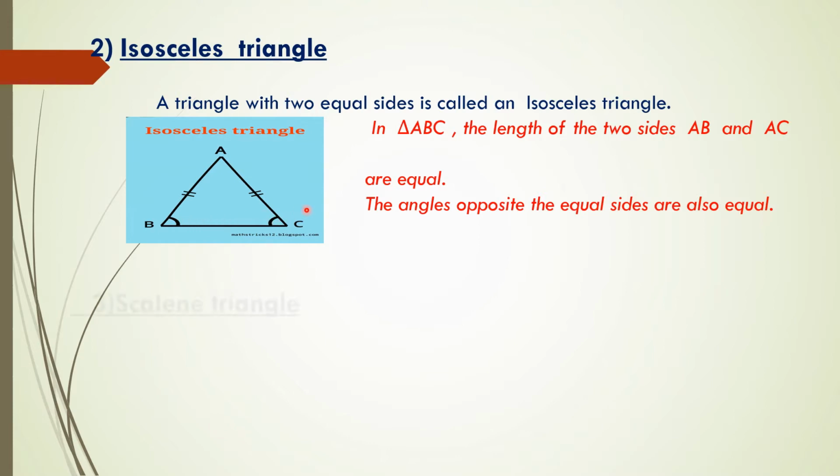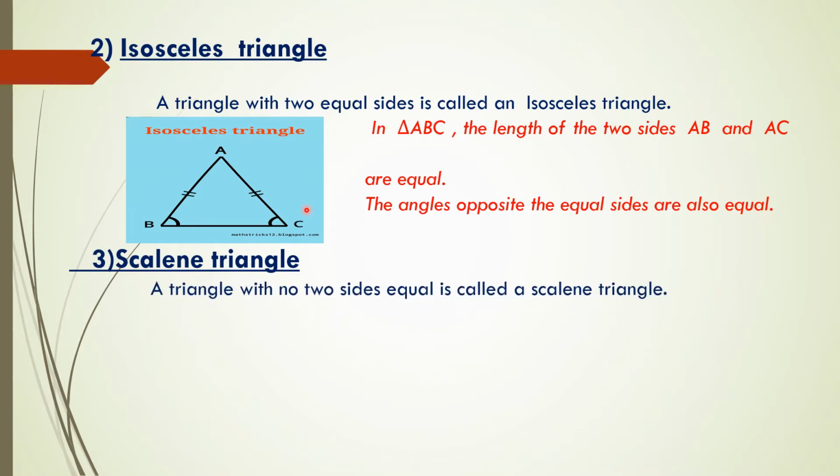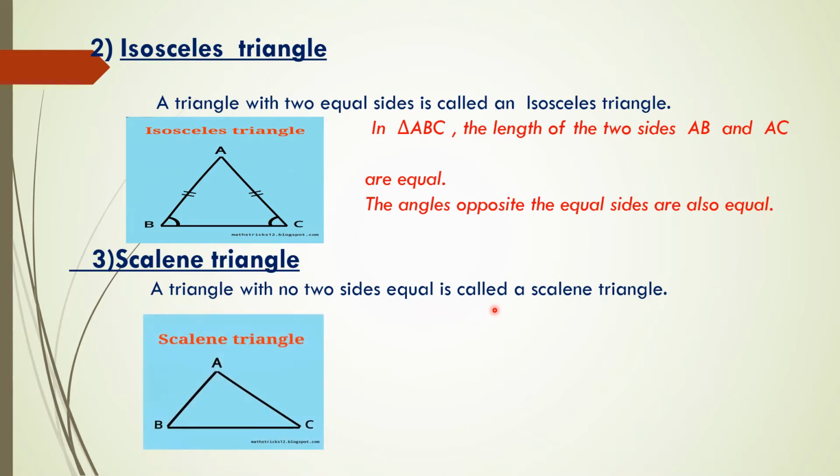And the third triangle is scalene triangle. A triangle with no two sides equal is called a scalene triangle. This is scalene triangle ABC. In triangle ABC, the lengths of the sides are all different. That is, AB is not equal to BC, not equal to AC.